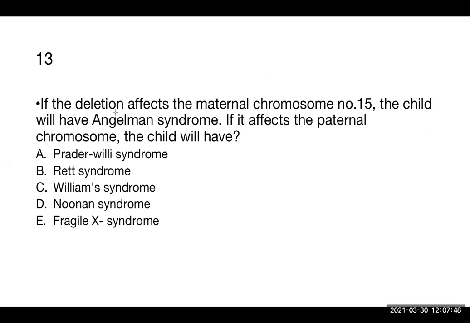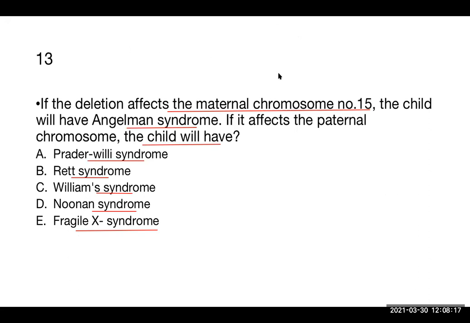So see that if the deletion affects the maternal chromosome number 15, meaning the chromosome which we are getting from the mother, the child will have Angelman syndrome. If the same thing affects the paternal chromosome, the child will have which of the following? Is it Prader-Willi syndrome? Is it Rett syndrome? Is it Williams syndrome? Is it Noonan syndrome? Or is it Fragile X syndrome? Anybody wants to guess?